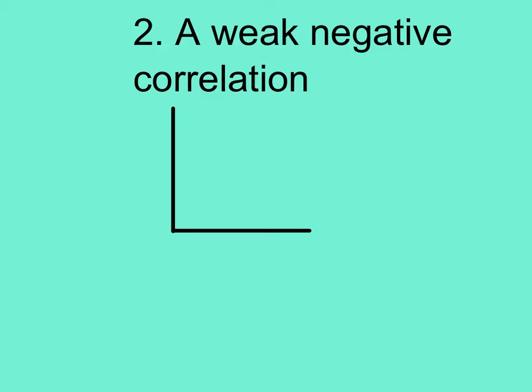So obviously we're starting off 3, 4, 5, 6, 7, 8, 9, and 10. The trend is negative, but it's not as strong, it's not as obvious, which would be a weaker correlation.